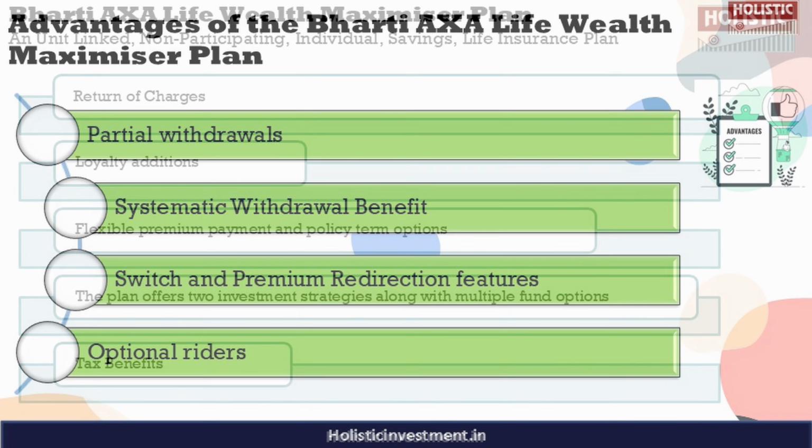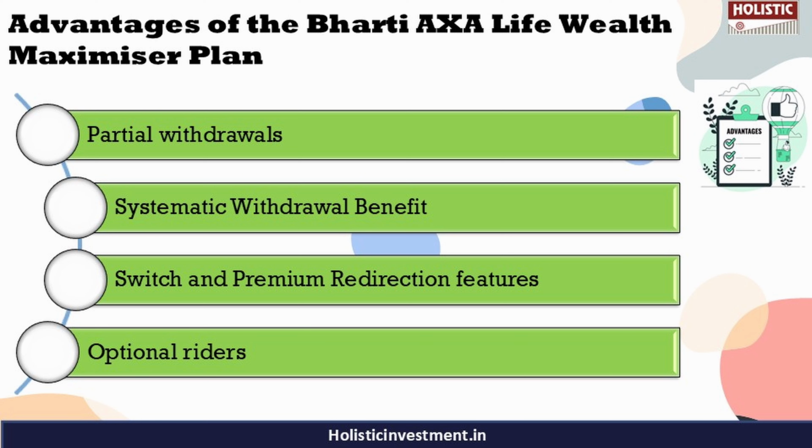Now let us take a look at the advantages. Partial withdrawals from the policy fund value are permitted at any time after the completion of the mandatory lock-in period of 5 years. The systematic withdrawal benefit enables automated partial withdrawals, which allows for a predetermined amount to be withdrawn from your policy fund value at the end of the selected policy year. The switch and premium redirection features provide flexibility to rebalance asset allocation between equity and debt in line with changing financial requirements. Optional riders can be added to your base policy to enhance coverage, and your premiums can be paid on a monthly, quarterly, semi-annual, or annual basis, offering payment flexibility. These are some of the advantages.